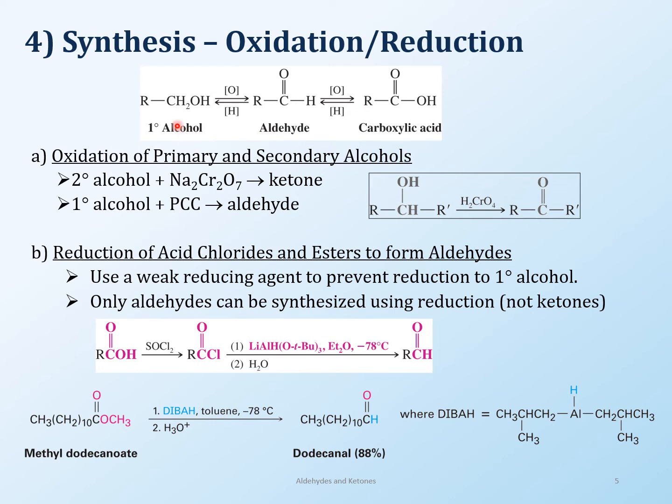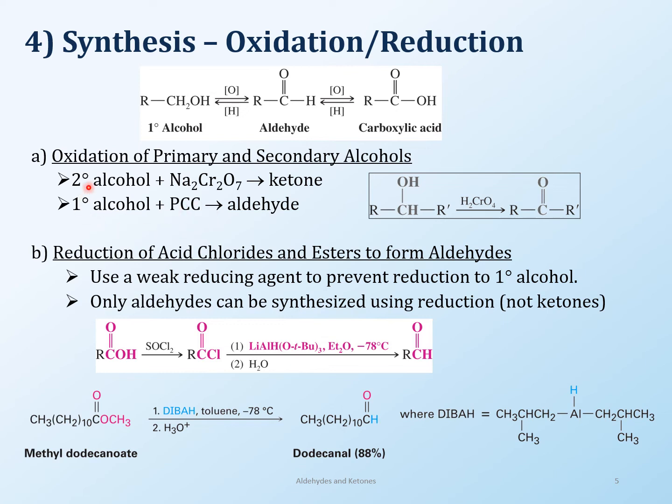This scheme right here is shown only for a primary alcohol, and it is shown for primary because for secondary alcohols, you cannot take it to carboxylic acid. That's why this is only given for primary. Anyhow, here is the oxidation for primary and secondary alcohols. If you have a primary alcohol, it will give you an aldehyde as shown over here. Again, you use a weak oxidizing agent like PCC, pyridinium chlorochromate.